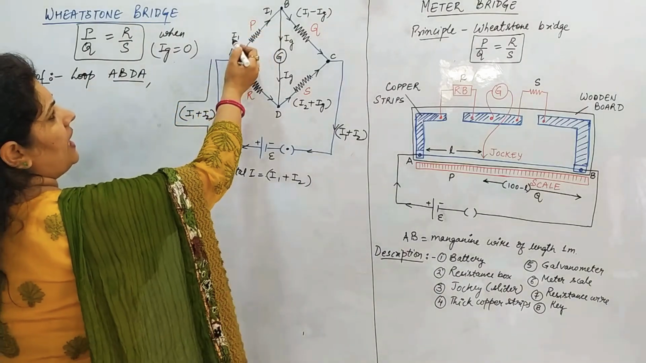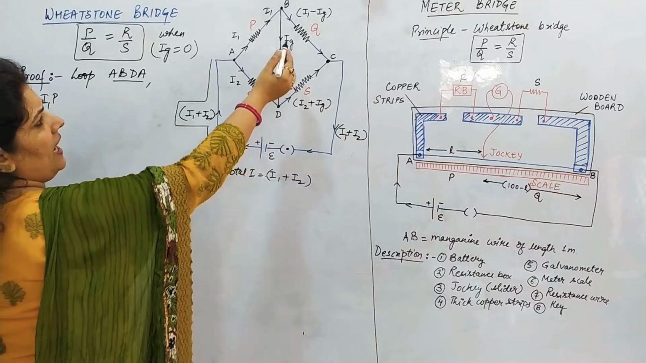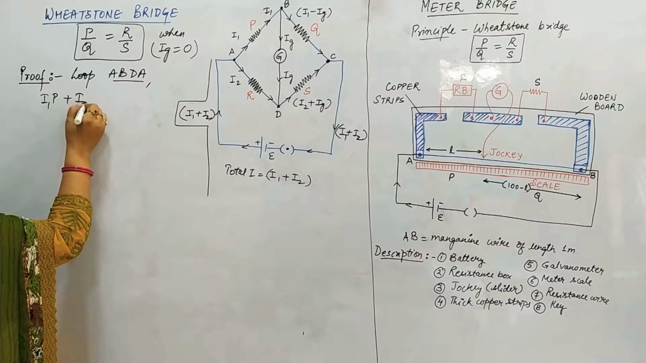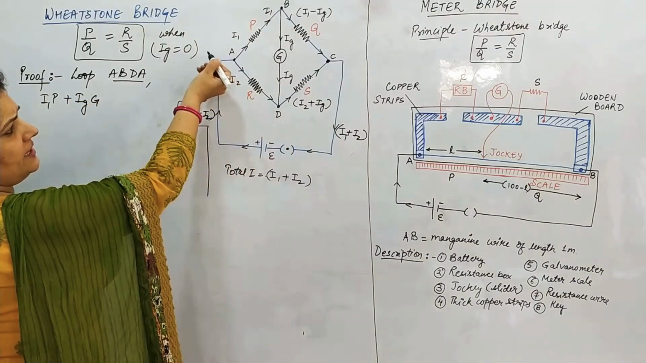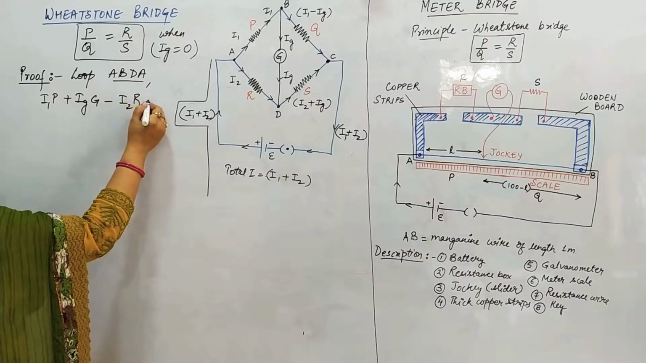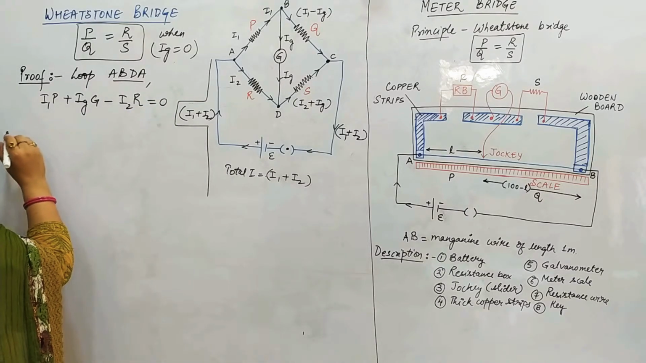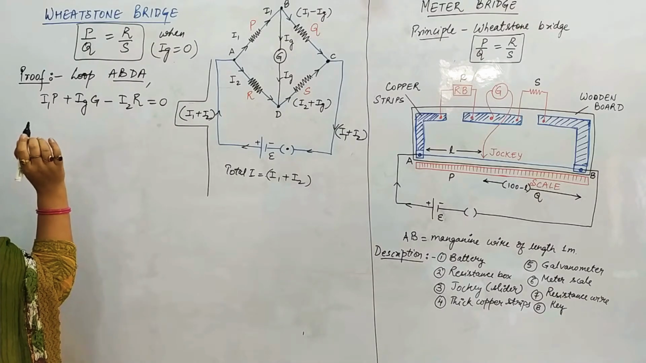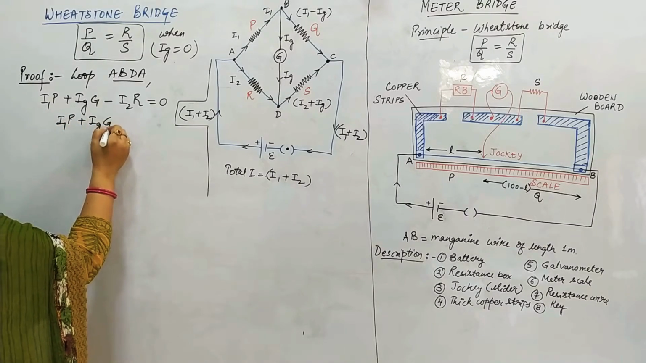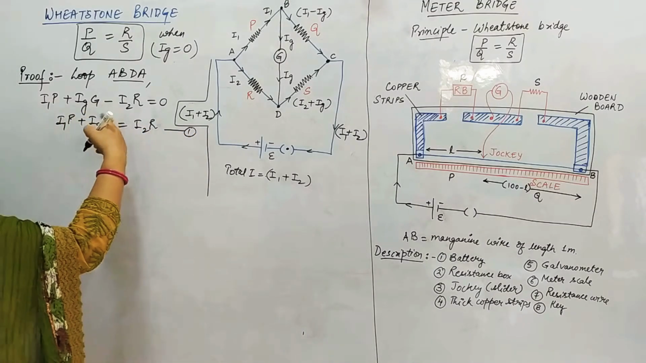A to B: I1 into P, where P is a resistance, I1P. B to D: IG, G, where G is the galvanometer resistance. Plus, because we are moving in the direction of current. IG, G. D to A: current is coming this way, we are moving this side, minus I2R is equal to 0. Is that clear? So we can write I1P plus IgG is equal to I2R. Equation 1.